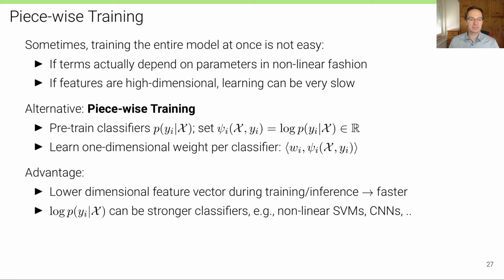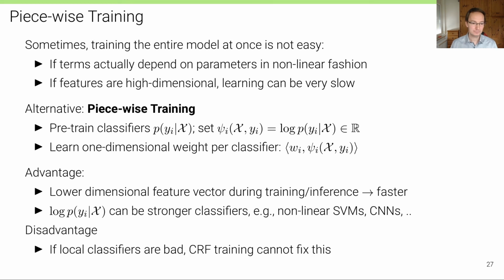The advantage of this is that lower-dimensional feature vectors during training lead, of course, to faster training and also faster inference. And that these classifiers can be stronger now than just a linear classifier as we have defined it in the conditional random field. It can be a nonlinear SVM or a convolutional neural network, etc. However, a disadvantage of this strategy is that if these local classifiers are actually bad, CRF training can also not fix this. So the features, in other words, that we extract from this must still be meaningful in order to solve our problem.